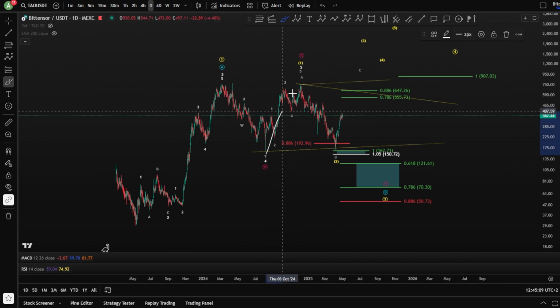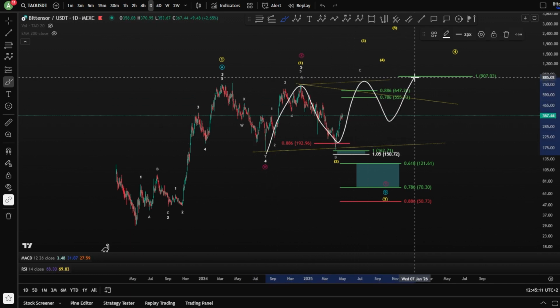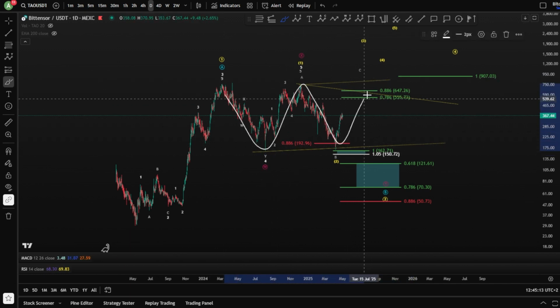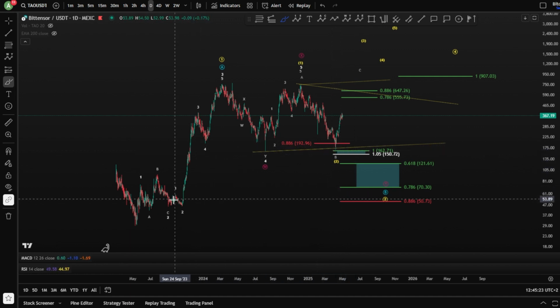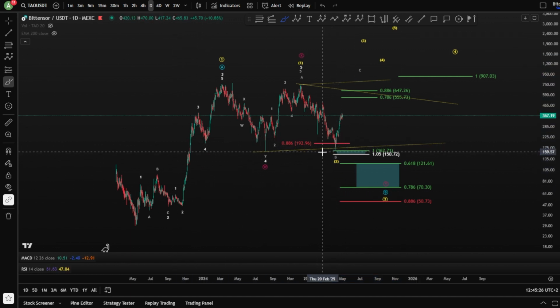I would say the ending diagonal is 1, 2, 3, 4, and a 5, while the triangle can be A, B, C, D, and an E, and then moving for a wave C toward the upside. All right, so those are the possibilities for the bullish, right? I don't see really a very strong bullish scenario yet.